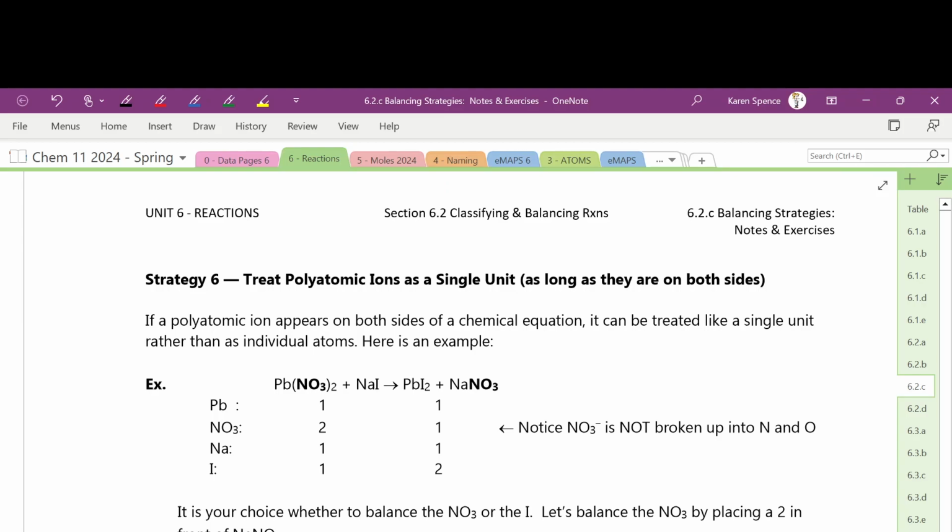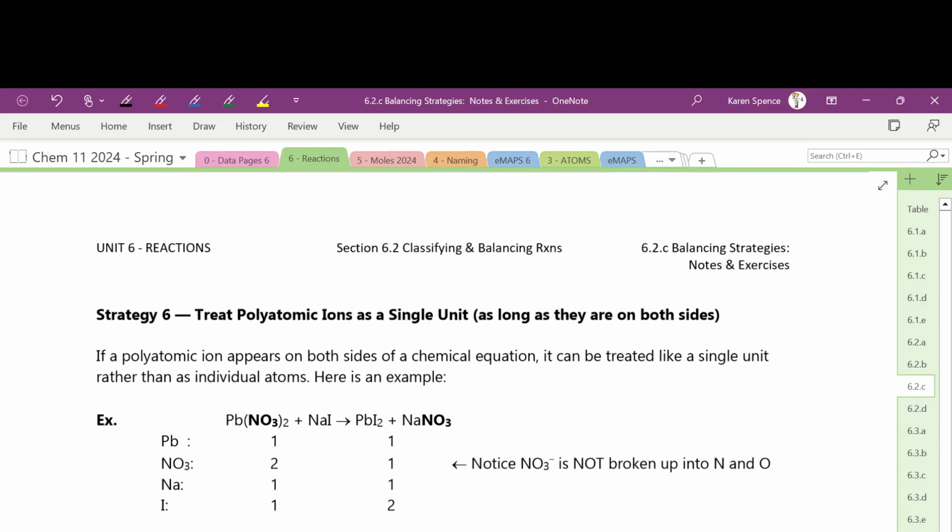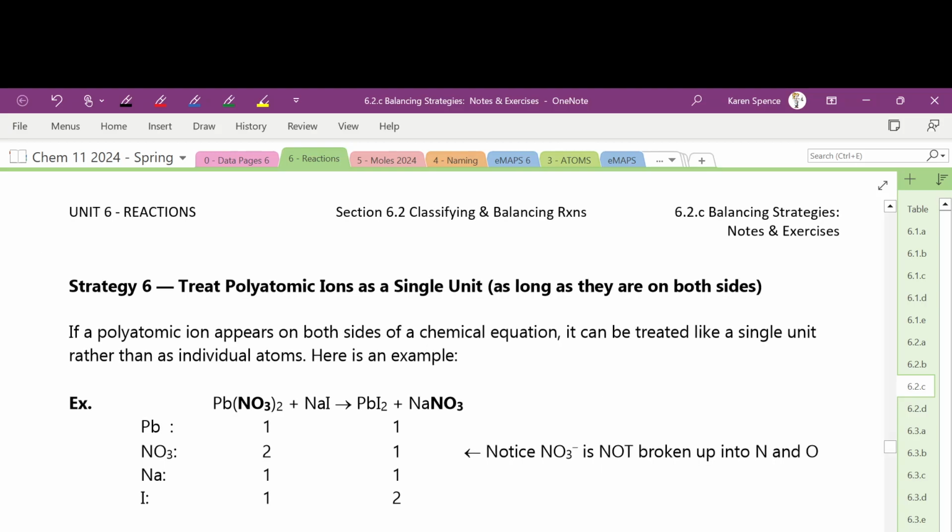Strategy number 6. This is now on page 33. A polyatomic ion is going to be treated as a single unit. So what that means is that if this is a polyatomic ion, it contains a pen and a cap. This is the pen atom, this is the cap atom. But I have one of the entire thing. I can balance it if I have pens and caps together on the other side. I can balance them as a unit.